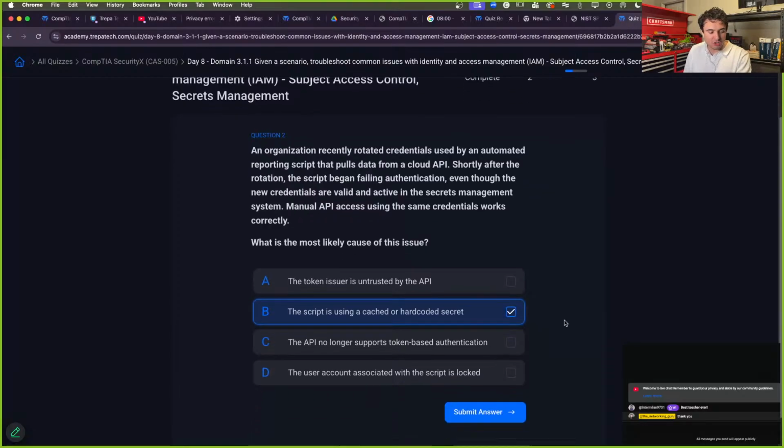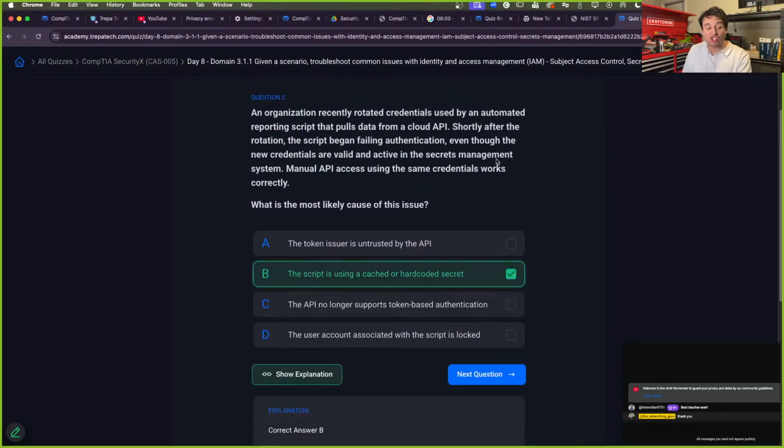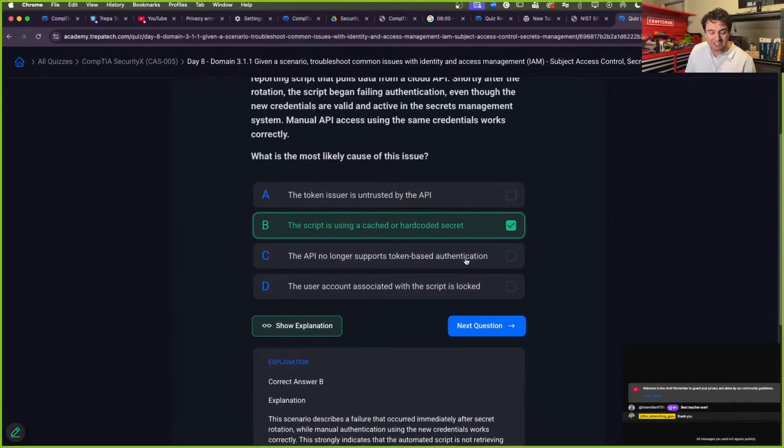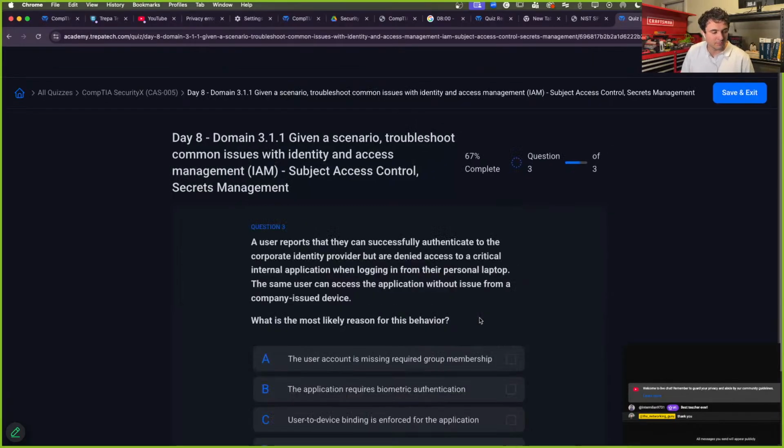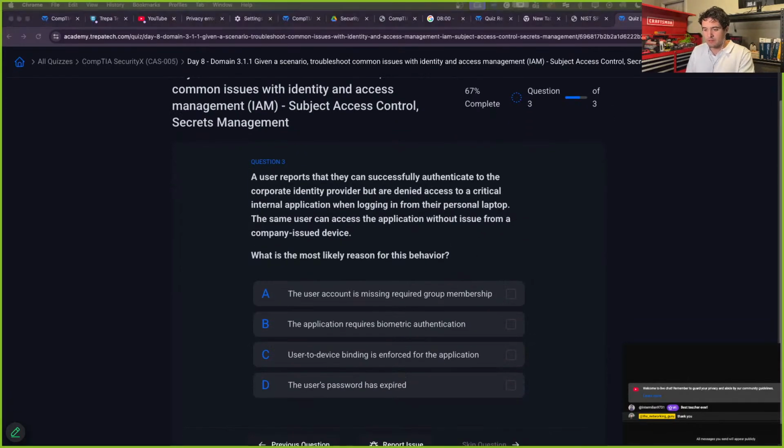The script is using a cached or hard-coded secret. Even though it should be reaching out to a system to get it each time, the code's messed up, where it actually cached it or keeps using it after it reached out the first time and never reached out again, which is the logic. I'm trying to think. It wouldn't be like an if, a for loop. Anyways, moving on. What the hell? Close. Hold on, guys.